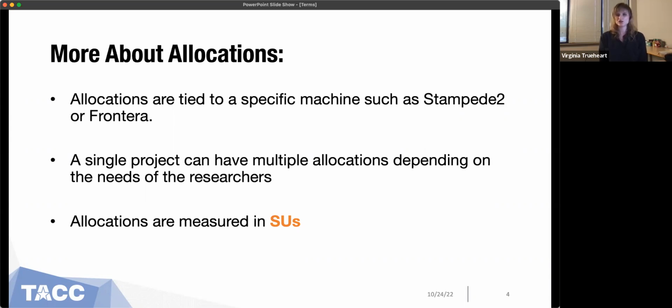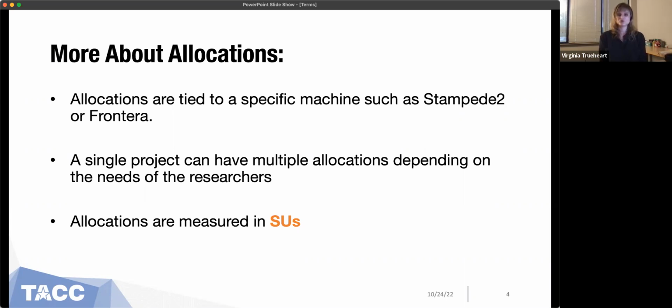But if your original allocation is on a machine such as Stampede 2, there aren't any GPUs available, in which case you would get an additional allocation on a machine like Frontera or Lone Star 6 that has GPUs available. In this case, the project name would remain Black Hole Study, but you would have two allocations associated with that project, one for Stampede 2 and one for Frontera.